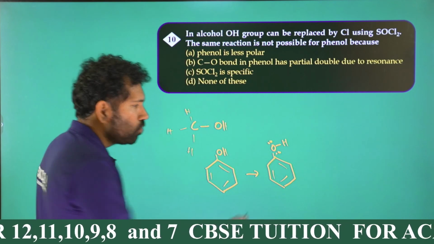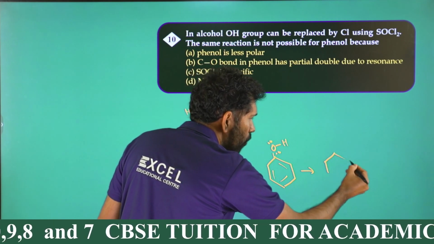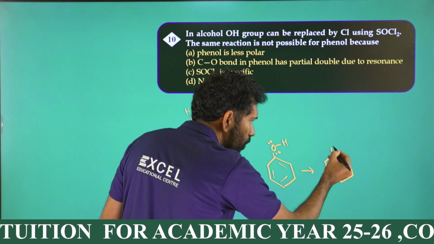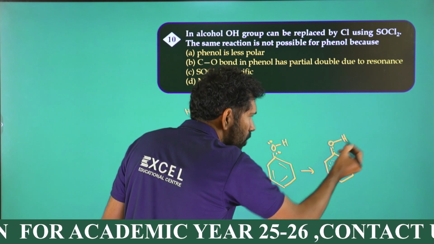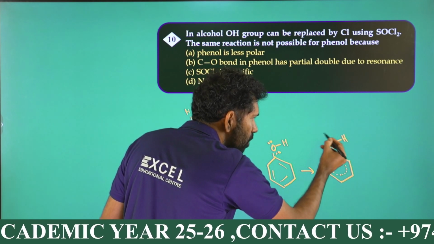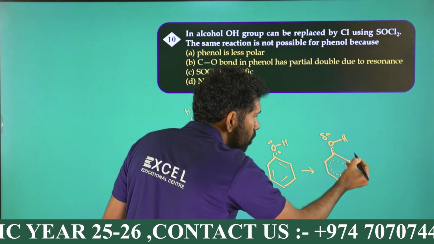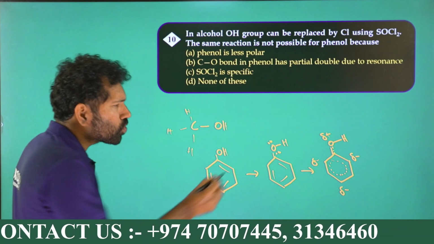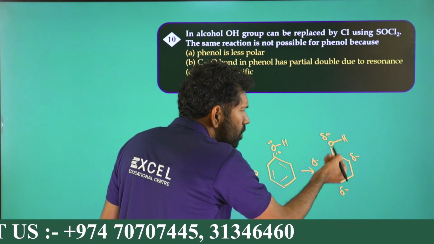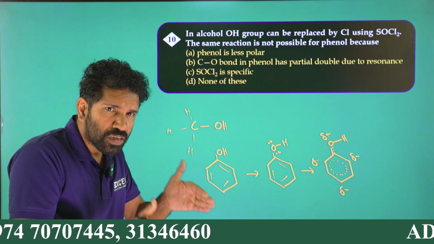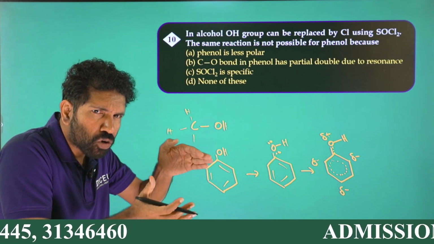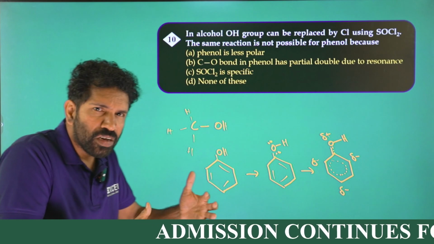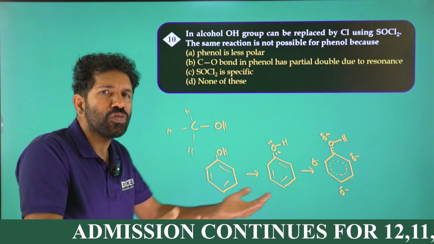We know that due to plus R effect, the outcome of the resonance hybrid I am drawing, the resonance hybrid of phenol we already learned, this carbon oxygen bond in phenol has partial double bond nature. Due to resonance, this bond becomes double bond. Because of that resonance, the carbon oxygen bond in phenol becomes shorter and stronger. Because of that, phenol cannot do substitution.